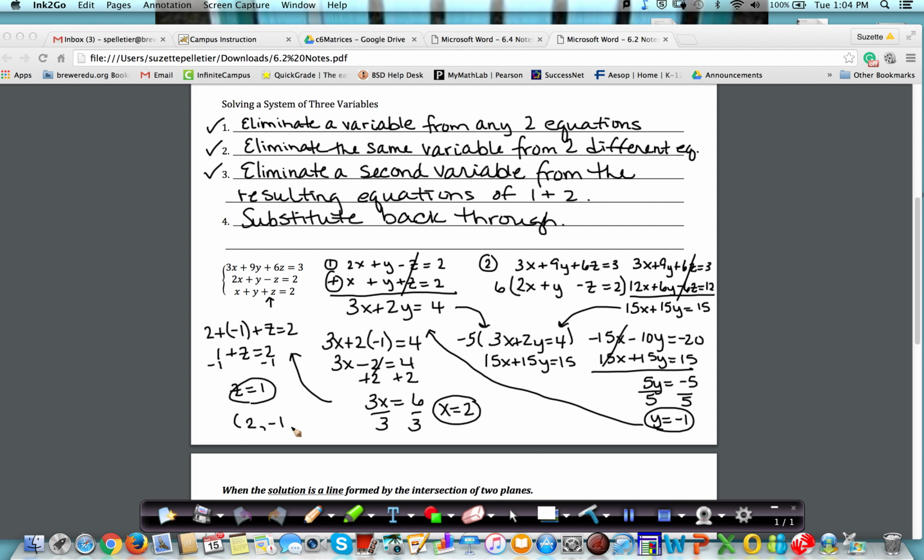X is 2, y is negative 1, z is positive 1. So this is my answer to that problem. That means that this point out there in 3D space satisfies all three of these equations. Okay? So that is how to solve a system in 3 variables.